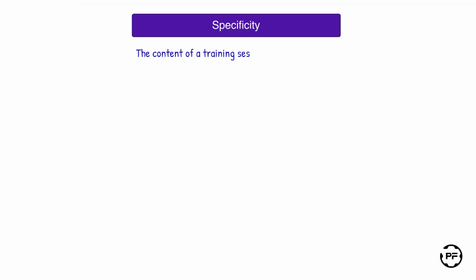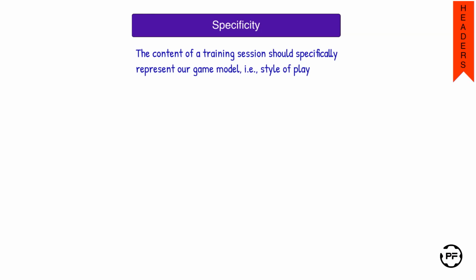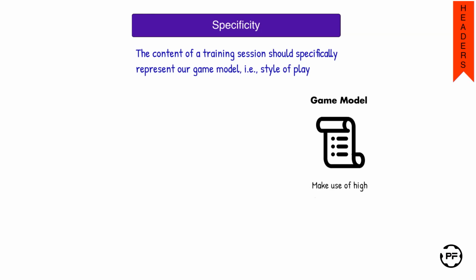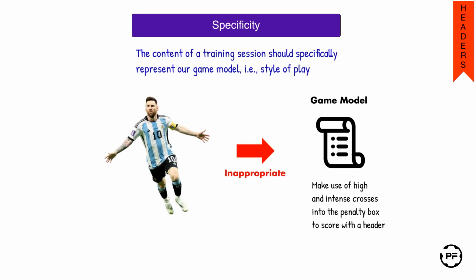This principle claims that the content of our training session should specifically represent our game model or our style of play. So, we want to teach our team a heading skill. Imagine one of our game model principles states that we should make use of high crosses into the penalty box and score with a header. But this principle might be inappropriate for a team that consists of only short and adult strikers.